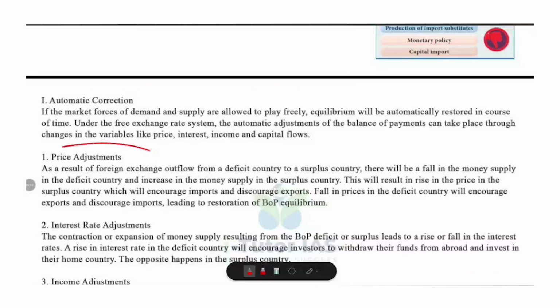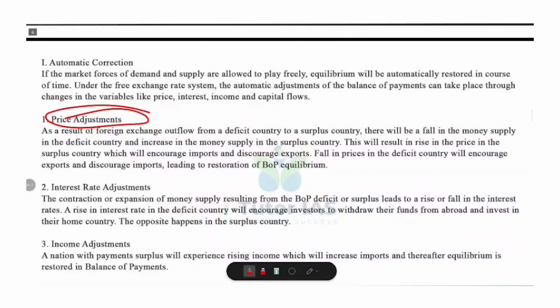Price adjustment. Suppose a country has a BOP deficit. What happens? Money flows out to the surplus country. There is a fall in money supply domestically. So deficit country prices fall, and its exports become cheaper and more competitive internationally. Imports become more expensive, discouraging domestic demand for foreign goods.